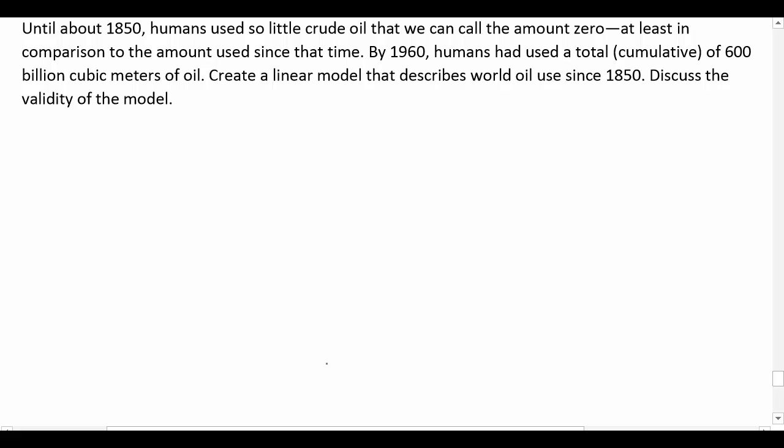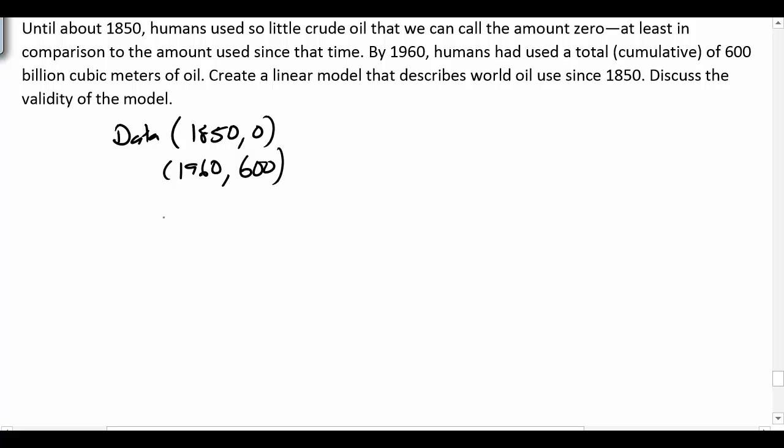Alright, up until 1850, humans used so little crude oil that we can call the amount 0, at least in comparison to the amount used at that time. By 1960, humans have used a total of 600 billion cubic meters of oil. Create a linear model that describes the world oil use since 1850. Discuss the validity of the model. Okay, so let's talk about some data values. We're saying in 1850 we had 0, and in 1960 we're using 600 billion.